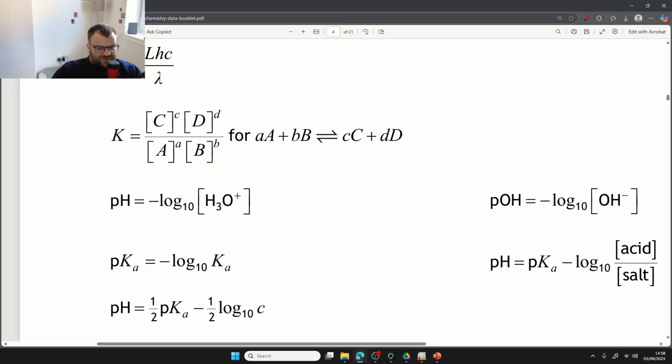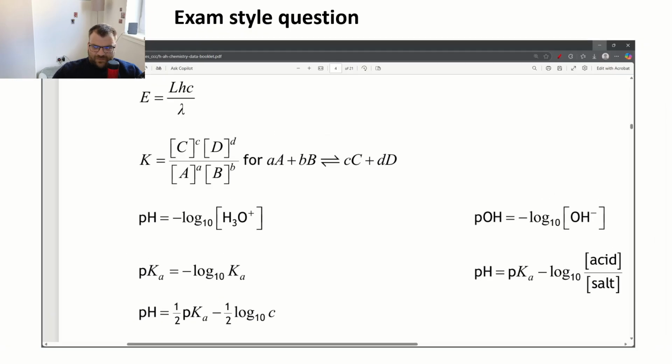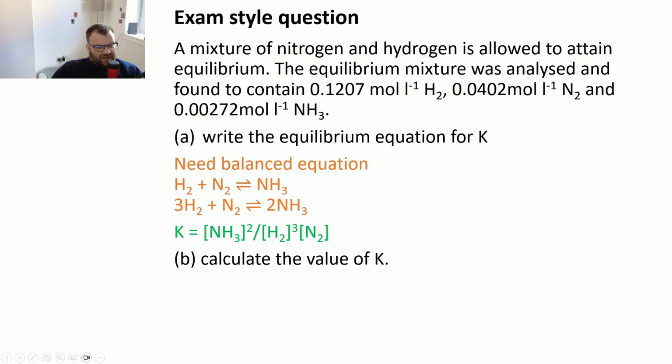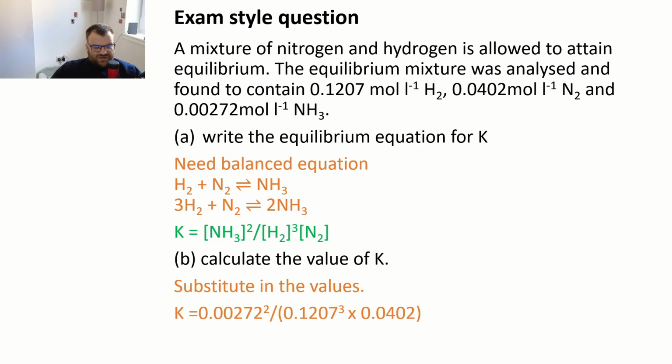We're using our K equals relationship from the data booklet, popping in the values, then get the concentration of ammonia squared divided by concentration of hydrogen cubed times the concentration of nitrogen. Next then, we need to calculate the value of K. We just need to substitute in the values because we are given the equilibrium mix. That gives us 0.00272 squared divided by 0.1207 cubed times 0.0402. Popping that all into your calculator gives you an answer of 0.105. It is an equilibrium constant, therefore there are no units required.